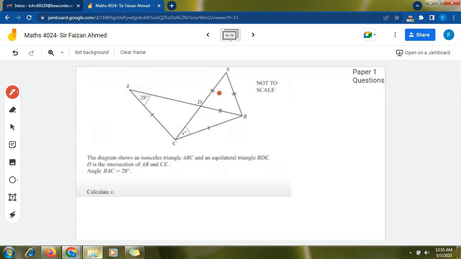An equilateral triangle is a triangle in which all the three sides are equal. That is why you are seeing this double sign over here. This side BD is equal to this side EB, and these two are also equal to BD. So all the three sides are equal. If all the three sides are equal, this means all the interior angles will also be equal.